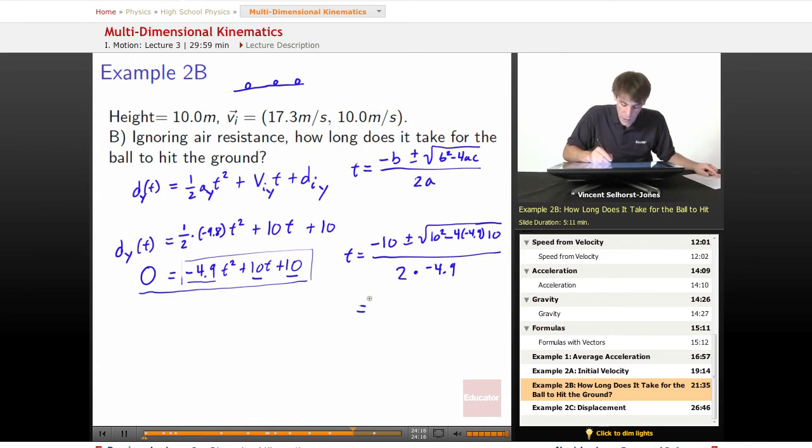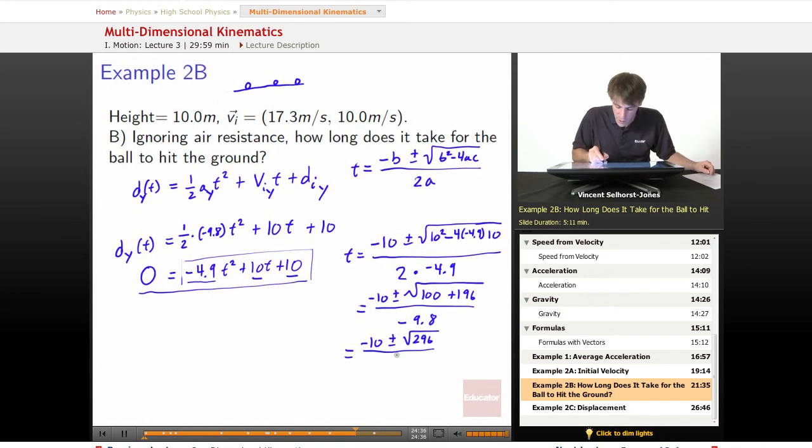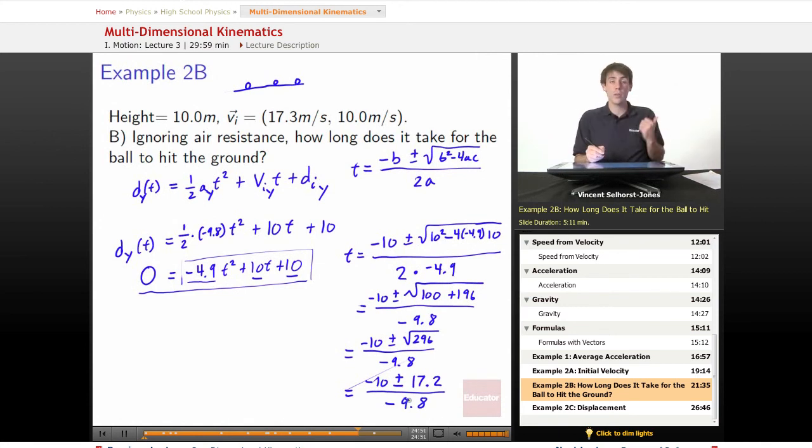Keep working through that. We get negative 10 plus or minus the square root of 100 plus 196, because we're going to get cancellation in those negative signs, divided by negative 9.8, equals negative 10 plus or minus the square root of 296, all divided by negative 9.8, which is approximately negative 10 plus or minus 17.2 all over negative 9.8. So now we're going to have to ask ourselves, are we going to go with the plus or are we going to go with the minus?